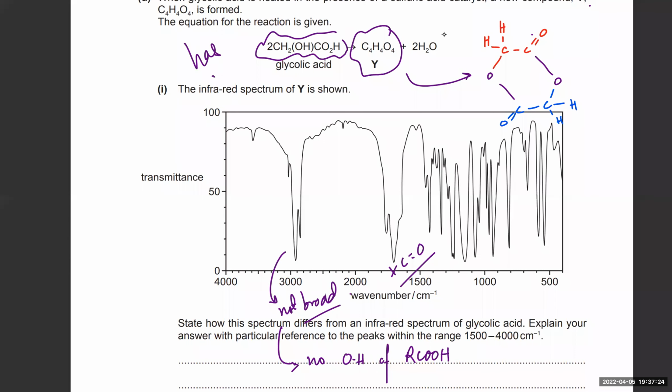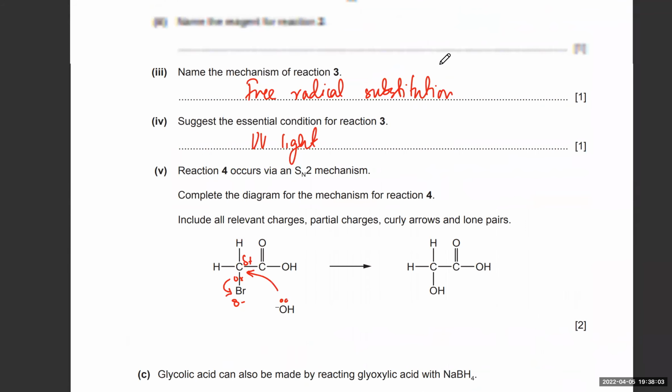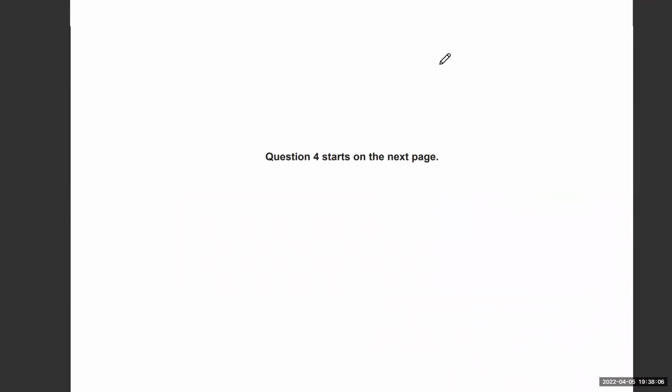This one has OH, and this one does not have OH. So absorptions belonging to OH would appear over here. Absorptions belonging to OH will not appear on the other side. That's okay. Next is, we did draw the structure of Y. So let's move to the next, the previous one.